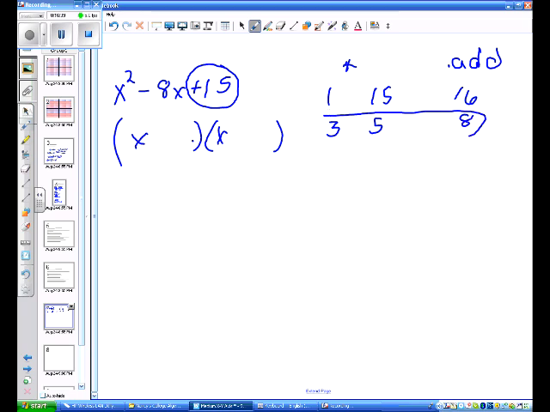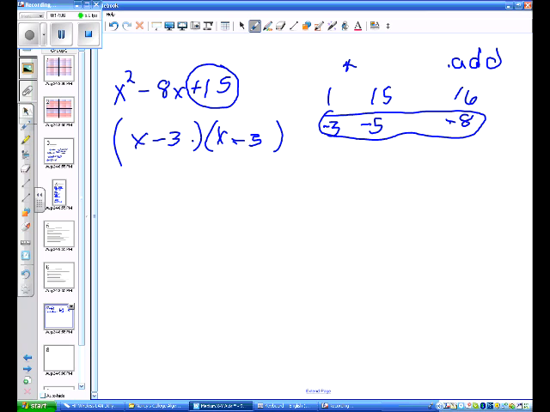Now, we need to know, is it a positive 8 or a negative 8? Well, we look over here and it says we got a negative 8. So our signs were the same, so we added and got negative 8. That meant they had to both be negative. So what we're going to put in our parentheses then is a -3 and a -5.